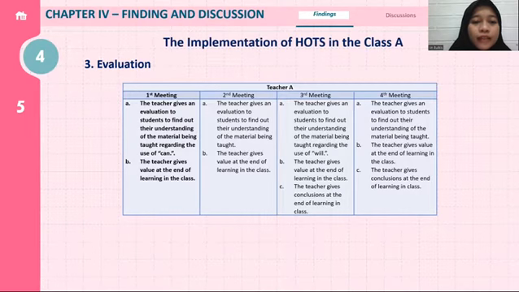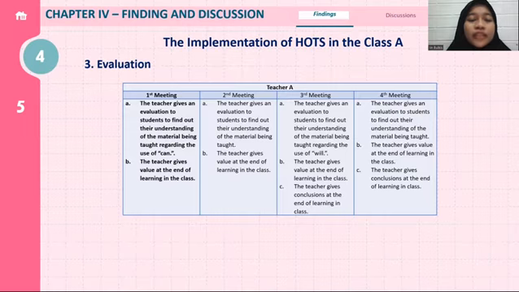And the last one is the evaluation of HOTS in class A. Based on the table on the screen, it can be seen that the English teacher of class A always gives an evaluation in every meeting. The exercises given by the teacher are very helpful in training students' critical thinking, such as exercises for making dialogues.